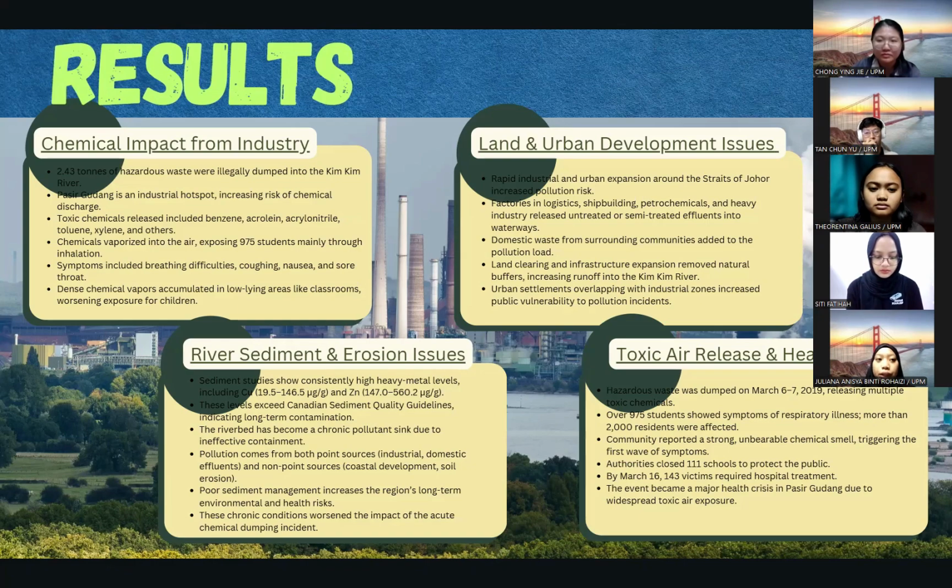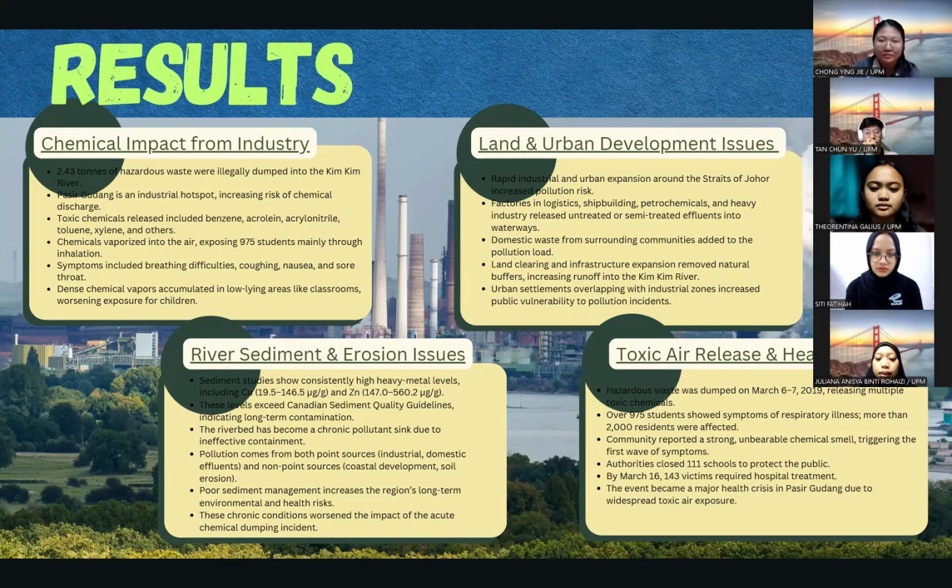But factory and houses are very close to each other. So untreated waste from industry and domestic area easily flow into the river. And this made the community more vulnerable to incidents like this. Third, river sediment and erosion issue.